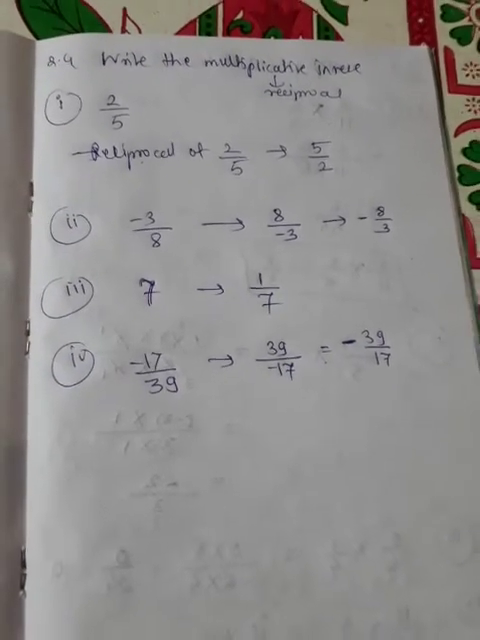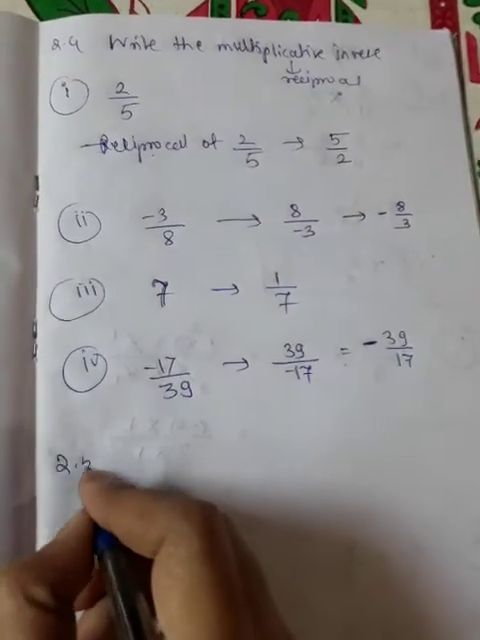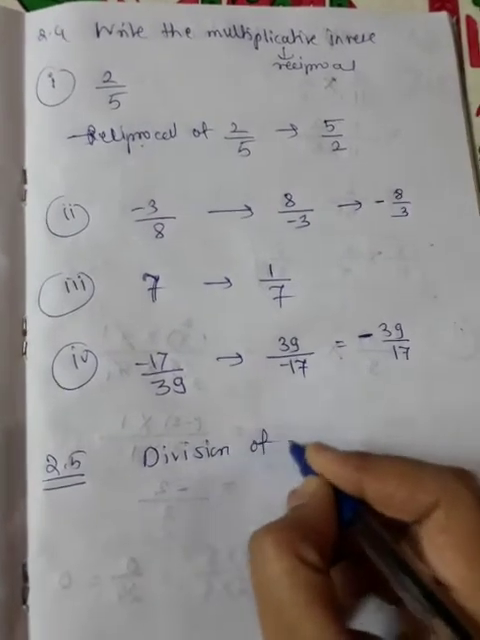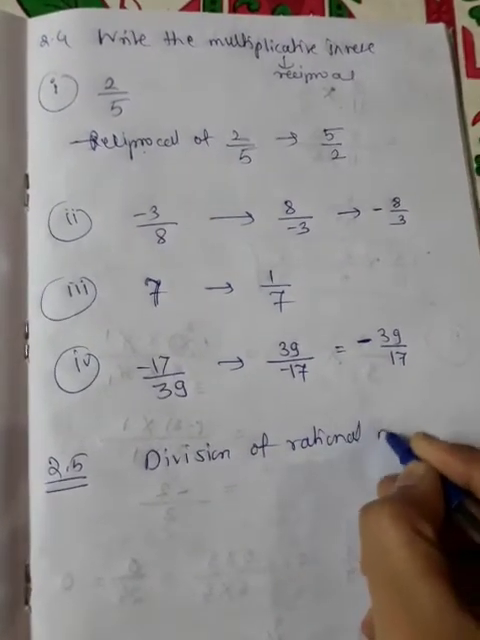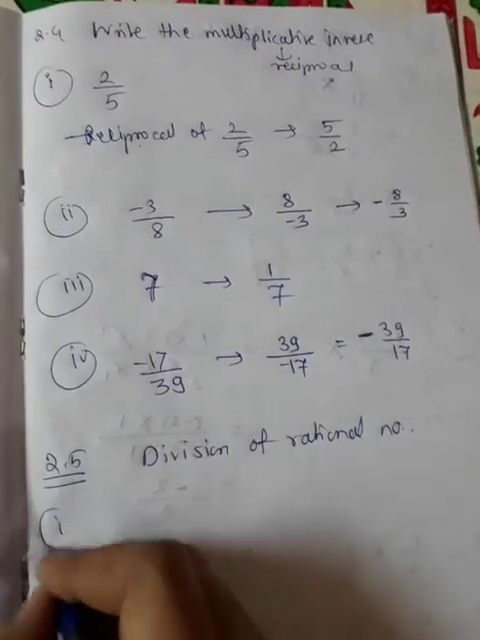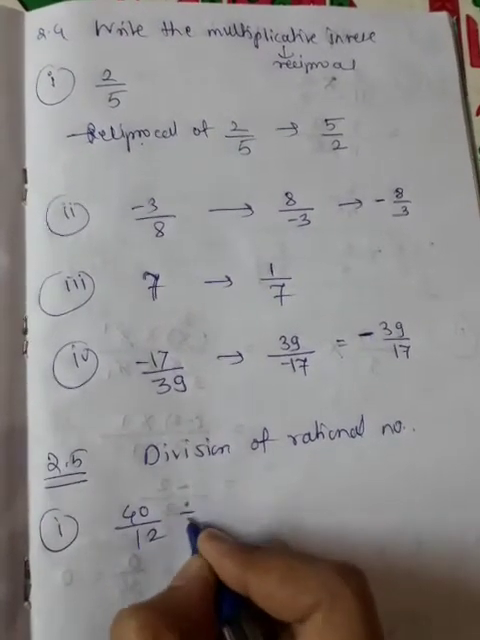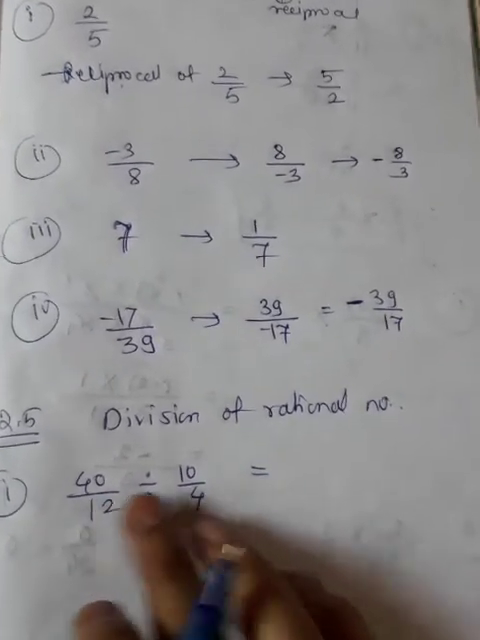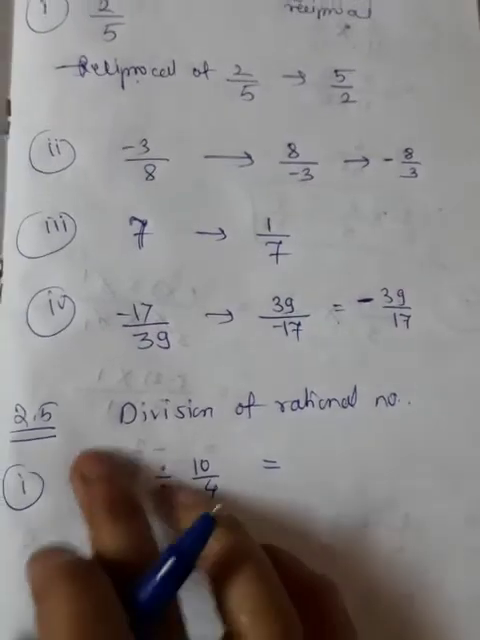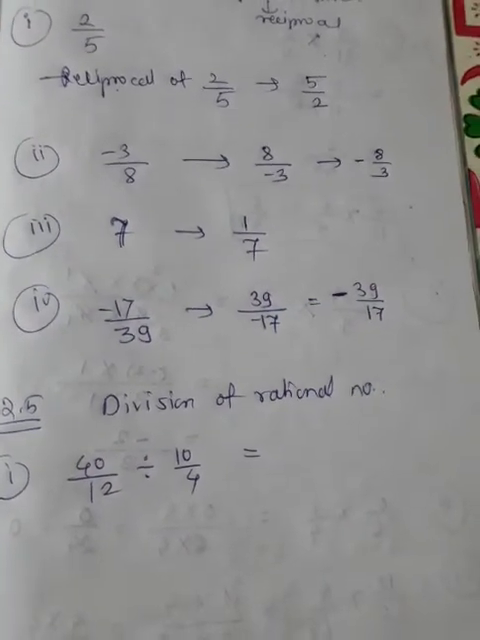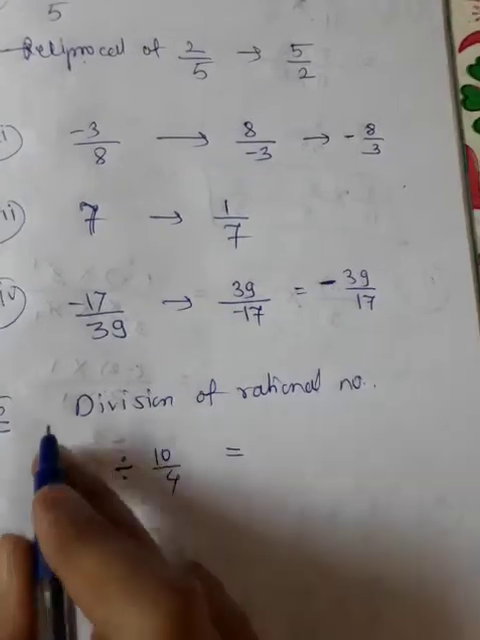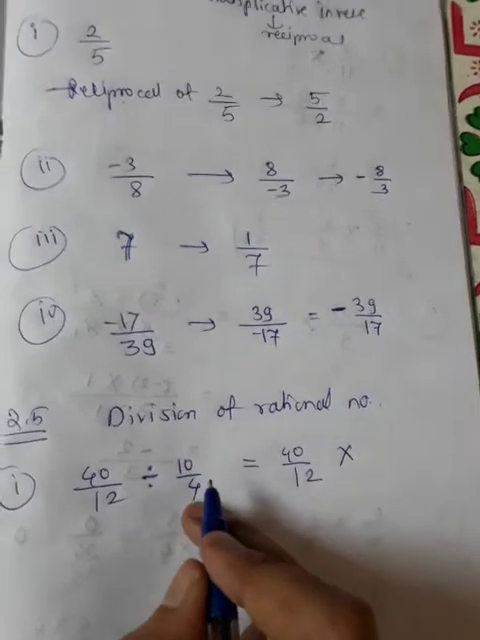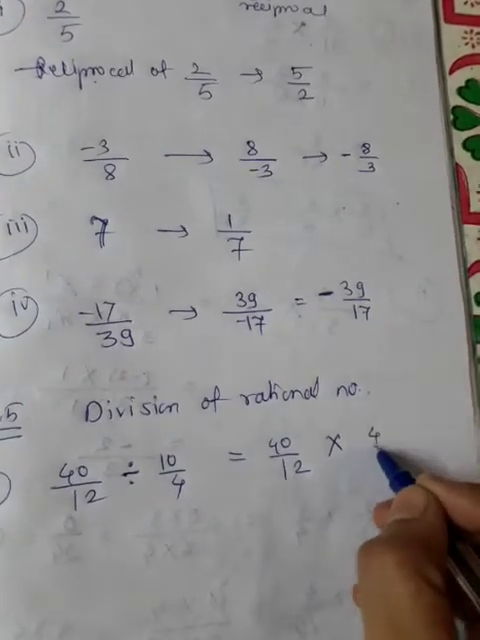Okay, now see question number 5. Question number 5 is carry out divisions of rational numbers. Okay, now first, 40 by 12 divided by 10 by 4. So I have told you how to divide. So here division of rational numbers is nothing but division of fractions. So these are nothing but fractions. Okay, so here we know how to divide fractions. Write first as it is, change division sign by multiplication, and write the reciprocal of the next. So reciprocal of 10 by 4 is nothing but 4 by 10.